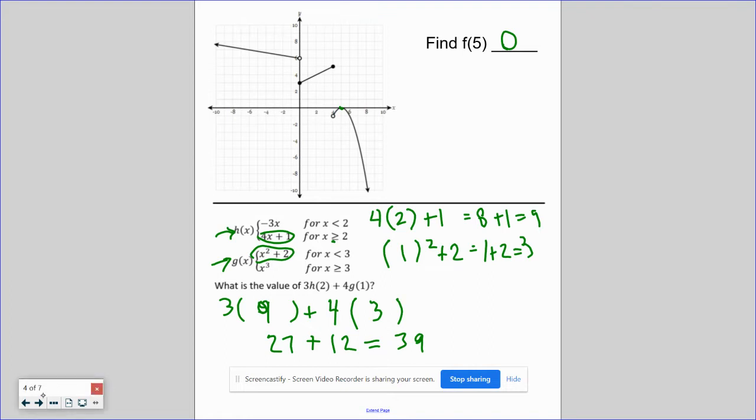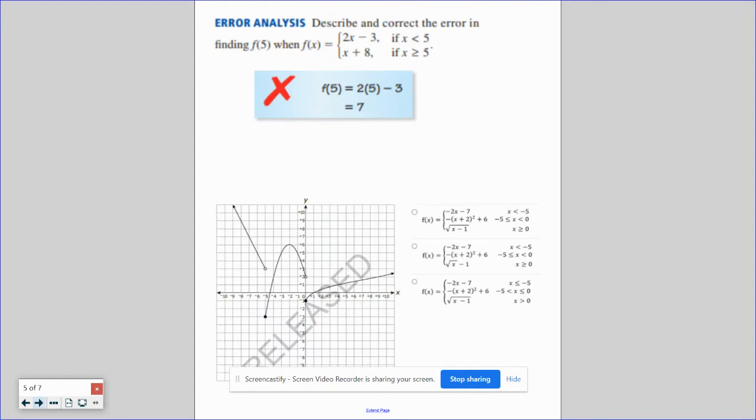This is a very EOC style-like question, guys. So make sure if you have questions to reach out.